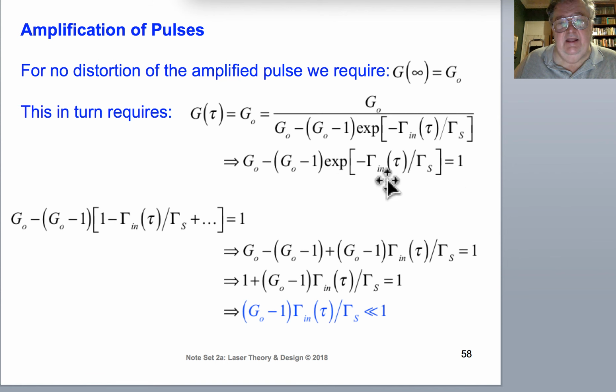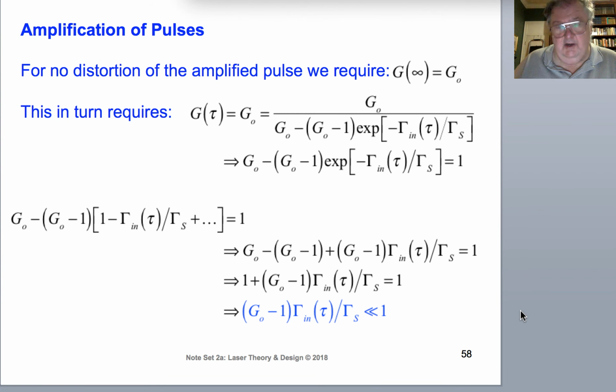And for this exponential term here, the only way this is going to happen is small signal, right? We intuitively know that. So that means the energy input is going to be small compared to the saturation intensity. So I'll take the exponential and approximate it with the first two terms of a series. E to the minus x is 1 minus x, and stop right there. And you see what you get when you do that. You get that G0 minus 1 times gamma in over gamma s must be much, much less than 1. So again, no distortion requires small energy at the input, small signal behavior.